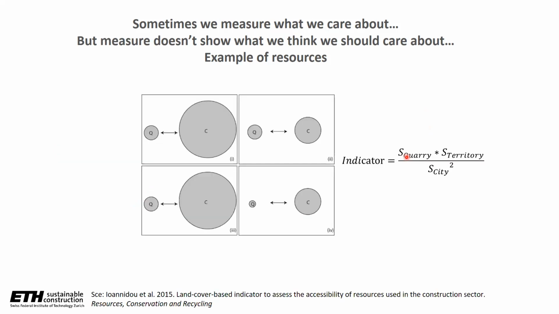We have developed, or Dimitra Ioannidou in her PhD has developed, an indicator for resources, which was not looking so much at the depletion, but at the pressure to access the resources. So if you have, in a specific territory, a large amount of cities, either in quantity or also in the ratio between the surface of the quarry and the surface of the city, it will be more difficult to extract a resource because you have a question of the not in my backyard principle. So NIMBY effect.